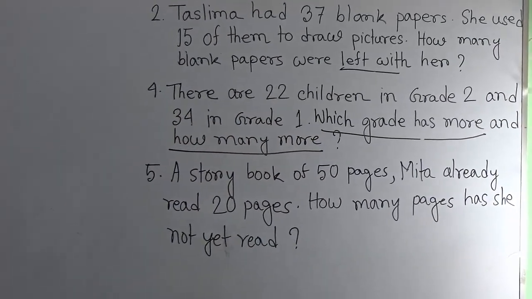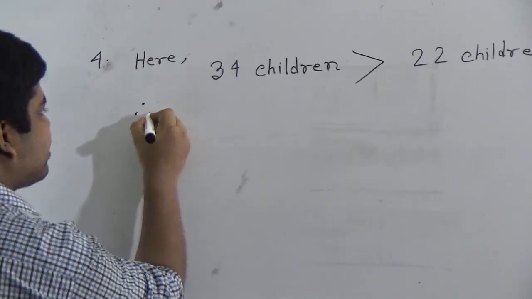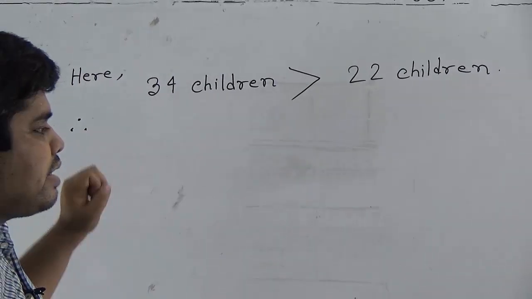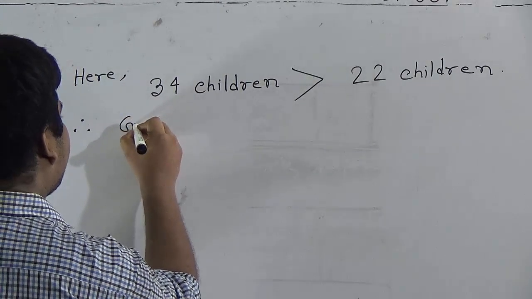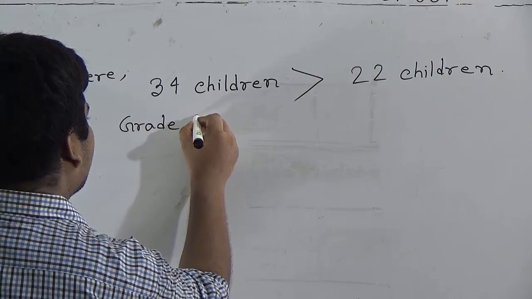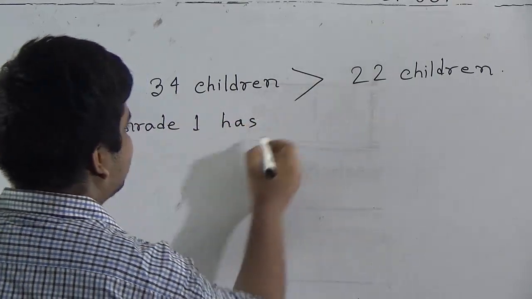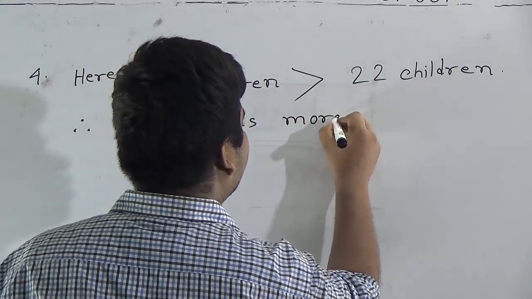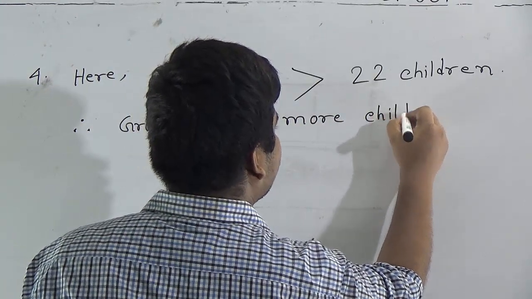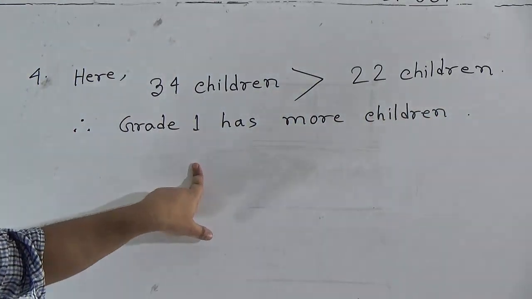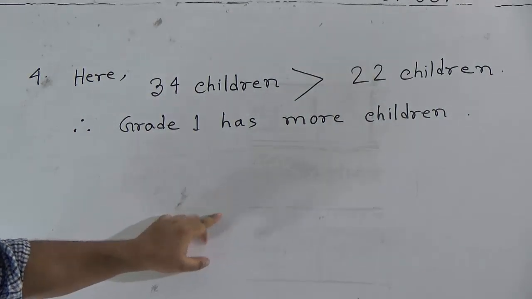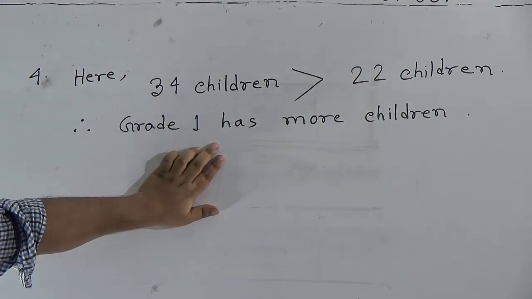So we can write the therefore sign. This is called the therefore sign. Therefore, which grade has more children? That means grade 1 has more children. Our first part is done. Is it easy or difficult? I hope it is easy for you.